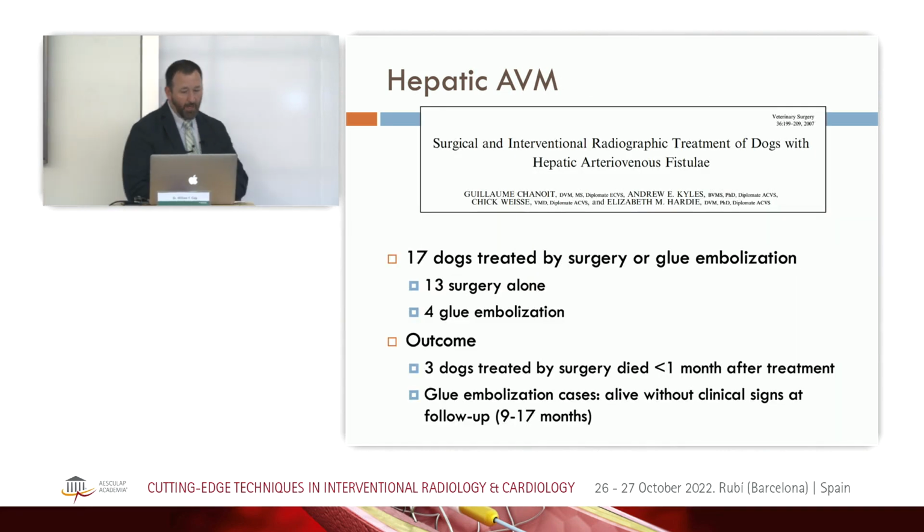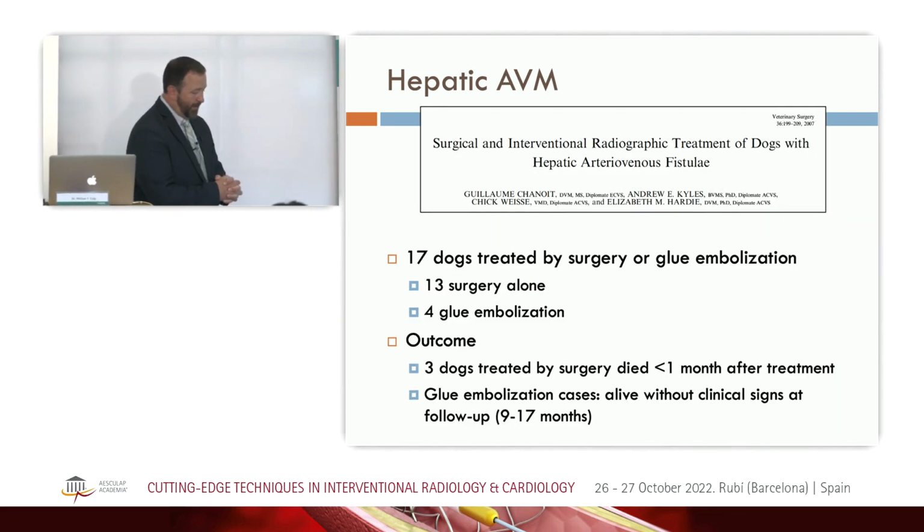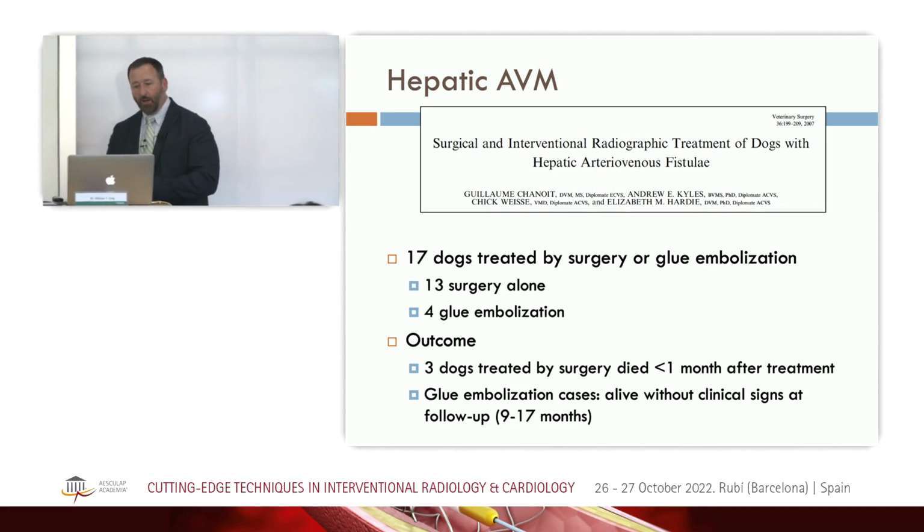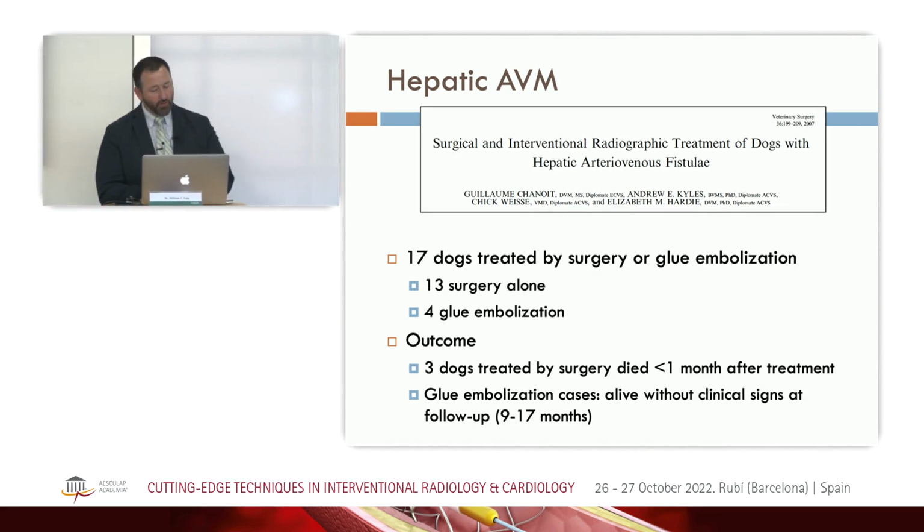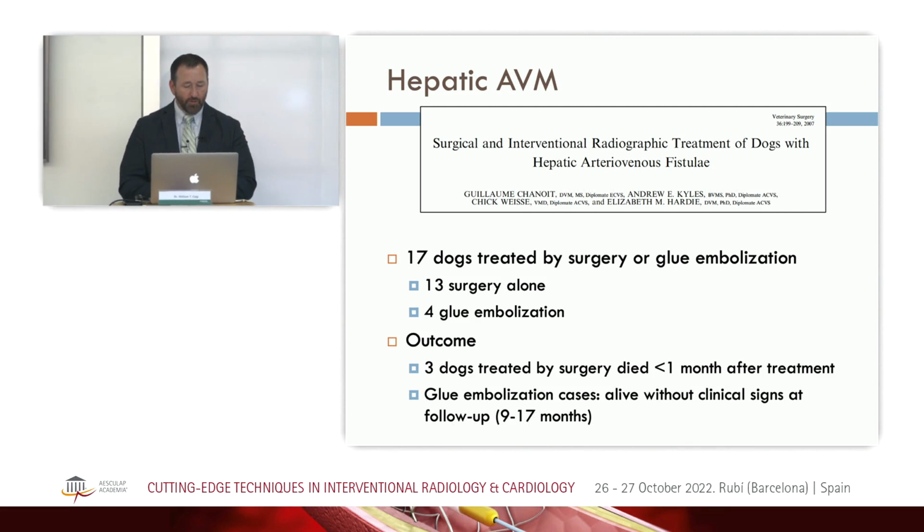So this was reported several years back now. 17 dogs treated by either surgery or glue embolization, 13 surgery alone, 4 with glue. And a very small case series, but the glue ones actually did better, and so it kind of set the stage that this is a nice option to consider for glue embolization.